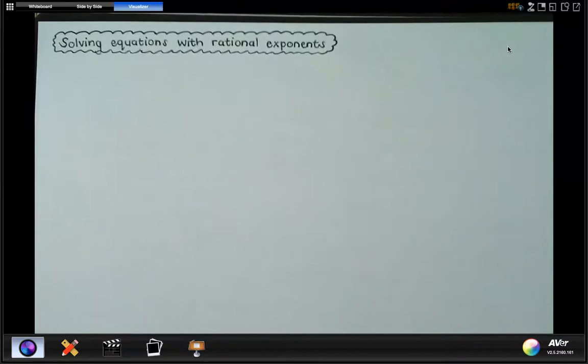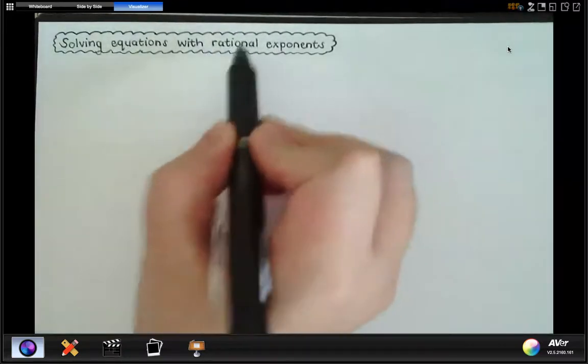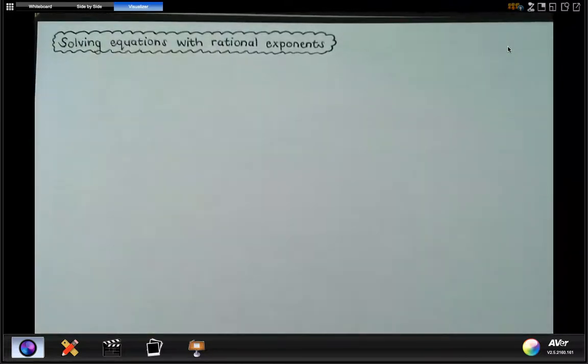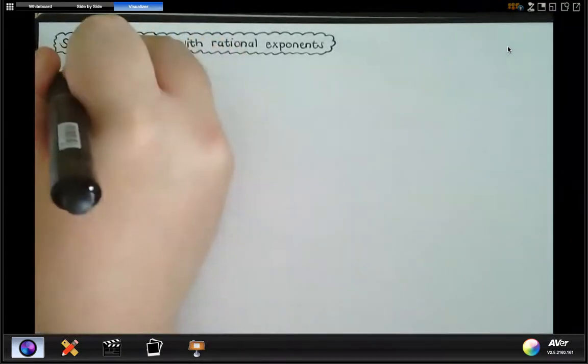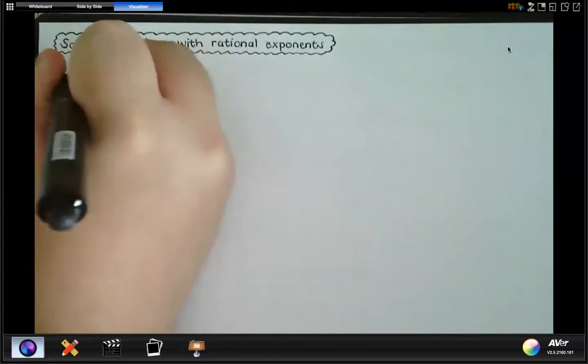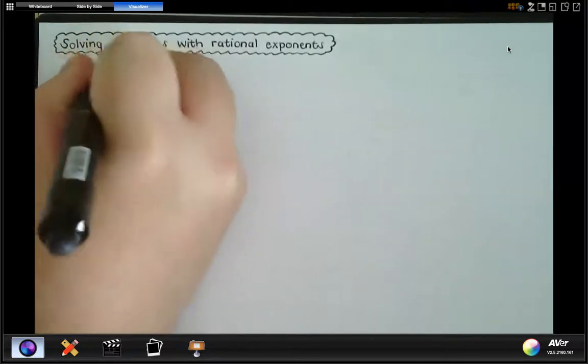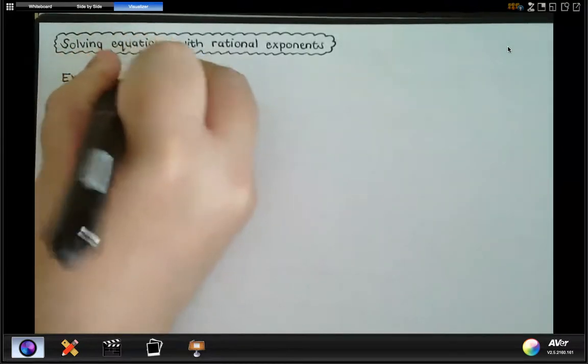Today we are learning about solving equations with rational exponents. Remember, rational exponents are exponents that are fractions. So for these types of equations, I think I'll just start with some examples. It's easiest to explain if we actually have some examples in front of us. So we'll just write examples.